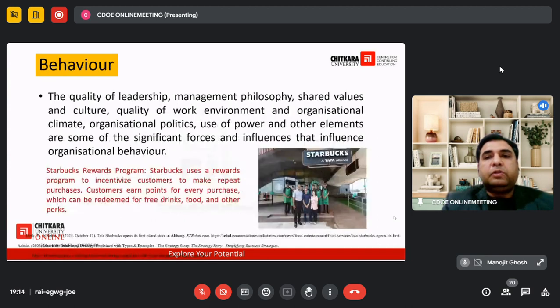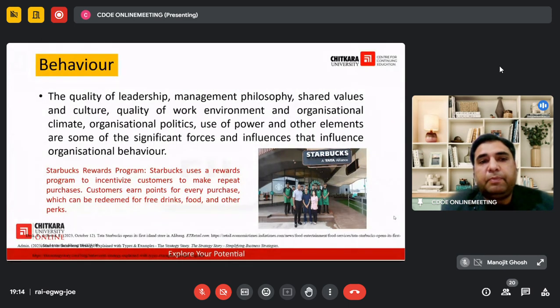Now coming to the behavior. Behavior is the leadership philosophy, the shared values, the culture, the quality of the work environment, and the organizational climate created by the people who are at the top level of any organization. Sometime back, I shared the example of Kamdhenu Steel. People love to work there. The attrition rate is very low. Same is the case with Tata's. People who join Tata firms or Tata SBUs hardly shift from that organization to another organization. So this type of behavior is created by any organization.